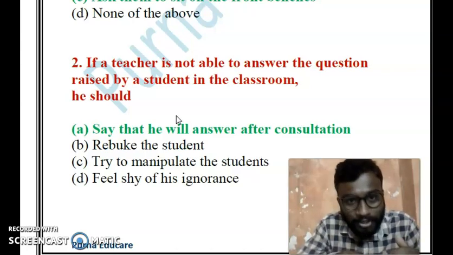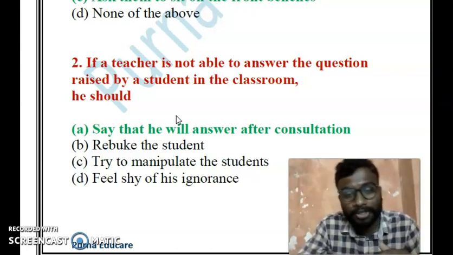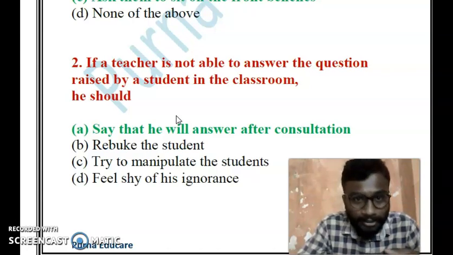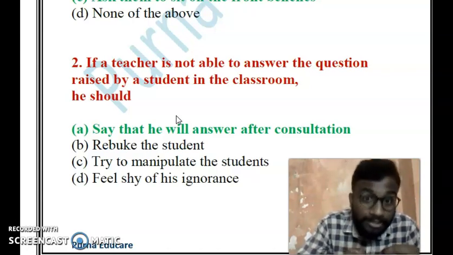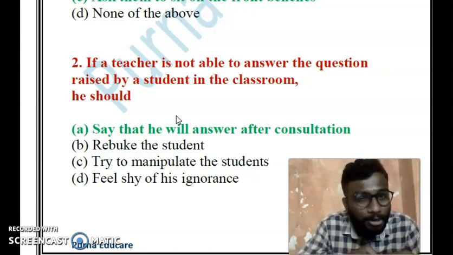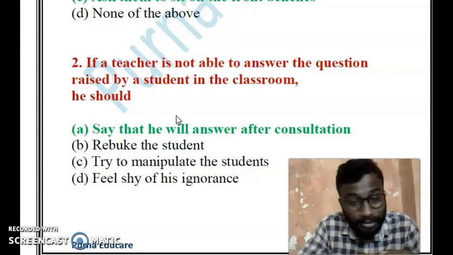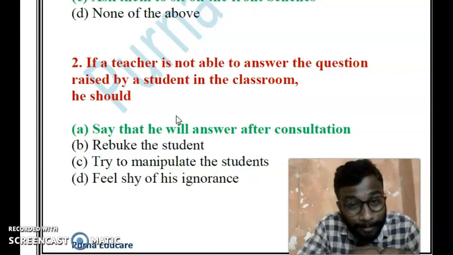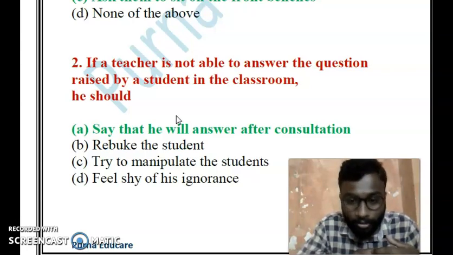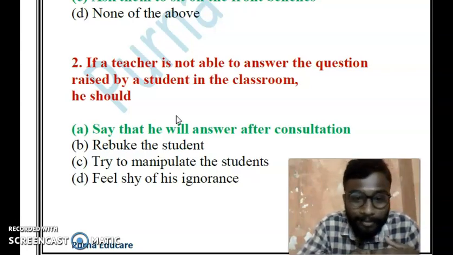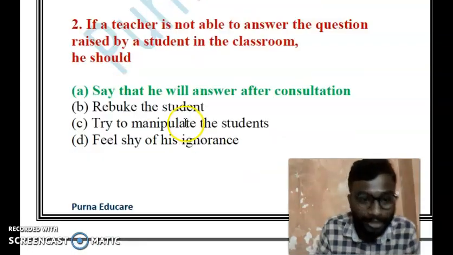If the teacher rebukes the student, automatically the teacher's impression towards students changes, right? Or the students' impression of teachers really changes, right? So rebuking the student is not an ideal solution that we can suggest for a teacher towards a student. Trying to manipulate the students is also not the correct solution. Of course, they might be in the safe zone for a temporary time, but in the future, it will lead in the wrong way. So yes, the teacher should not feel shy of ignorance even. He or she should say that he will be answering after the consultation. It is an appropriate answer.